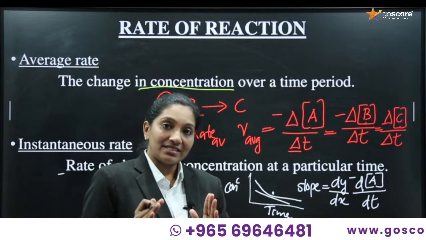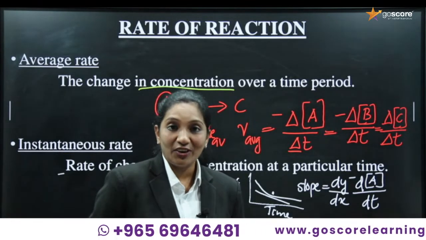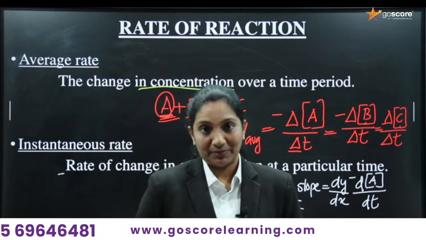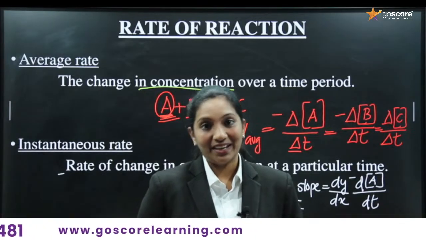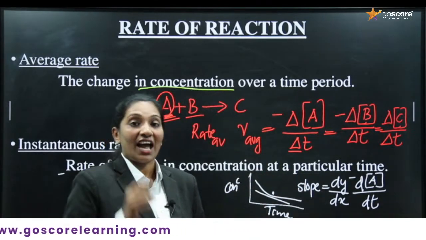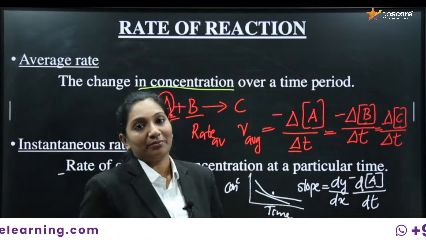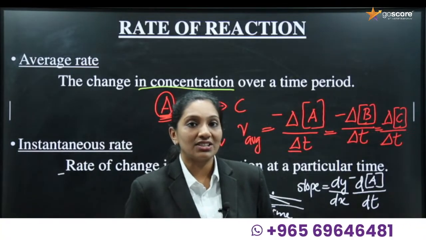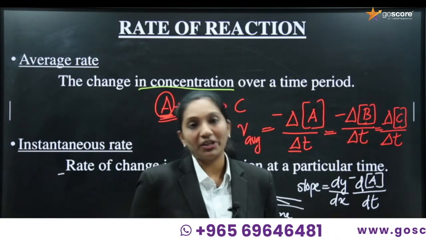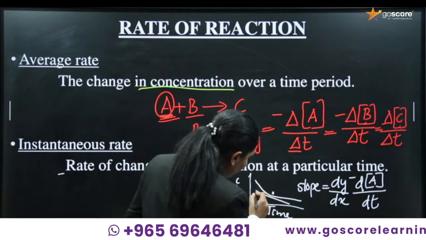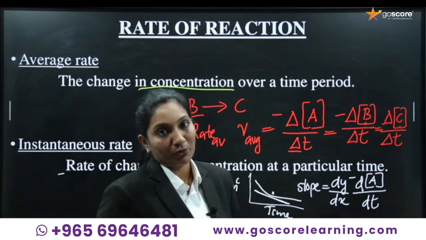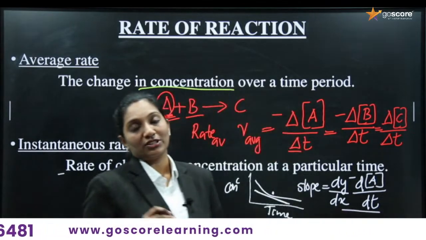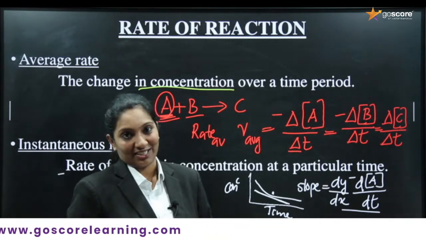So for instantaneous rate, we are measuring the change in the concentration at a particular time or particular instant. We will plot the concentration time graph, and from that graph, say the reaction is proceeding for 20 minutes. If I want to find out the rate of the reaction at 10 minutes, I will plot a graph on that, draw a tangent line and measure the slope of that line. With that line slope, we will get the instantaneous rate of that reaction.